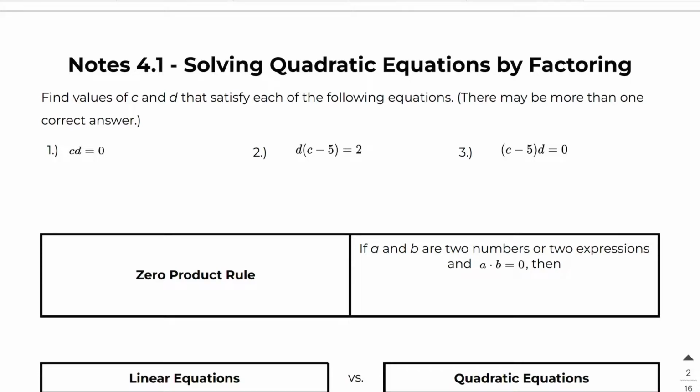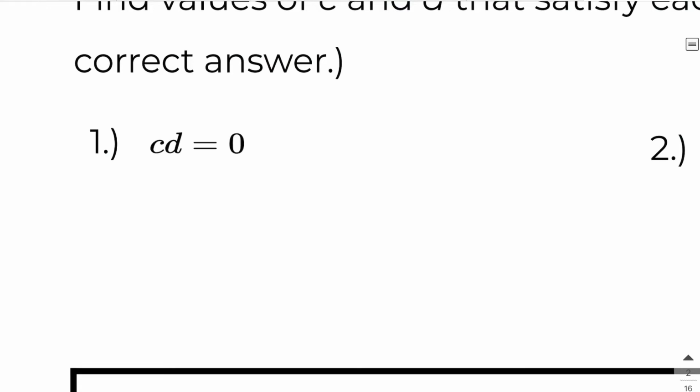Hey everyone, notes 4.1 are on solving quadratic equations by factoring. And before we do that, I want to look at these first few questions right here. So the directions say to find the values of C and D that satisfy each of the following equations. And there may be more than one correct answer. So in number one, it tells you that C times D equals 0.